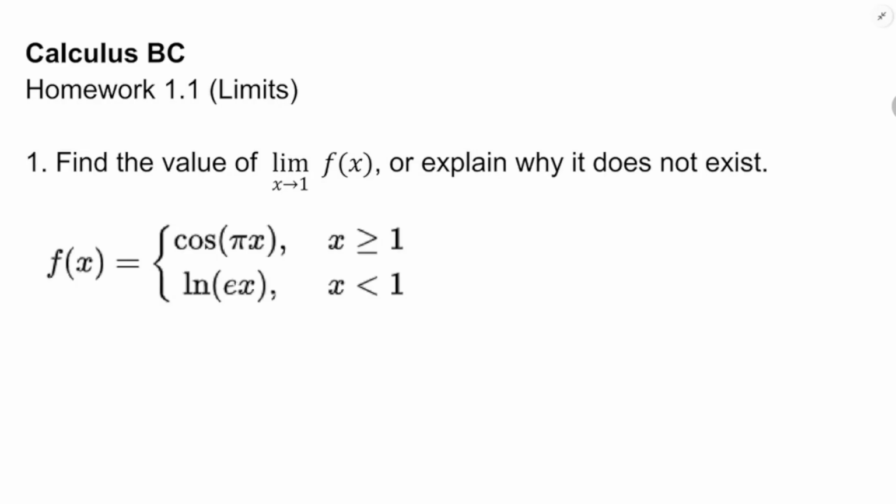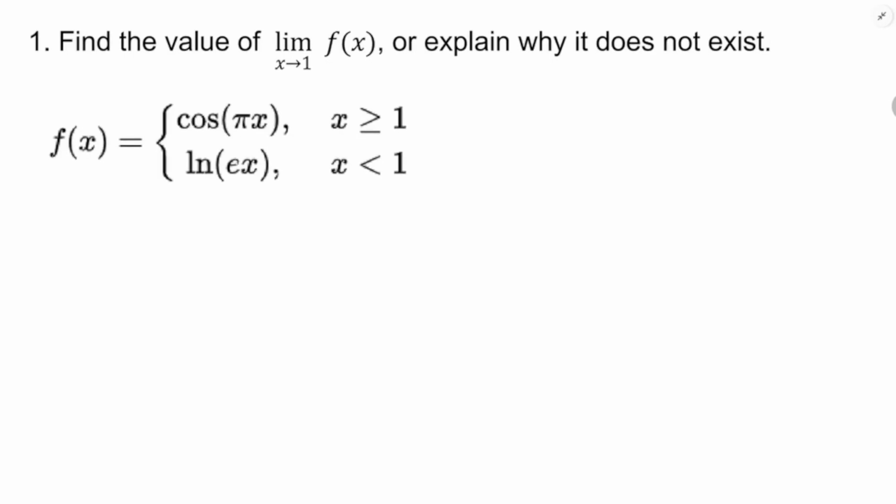In this video, I'm going to be working some limit examples for the beginning of AP Calculus. At this point, we really only have the definition of a limit: a limit exists if each of the one-sided limits exist and agree. So we're going to start with this one, and find the value of the limit of f of x as x approaches 1, or explain why it doesn't exist.